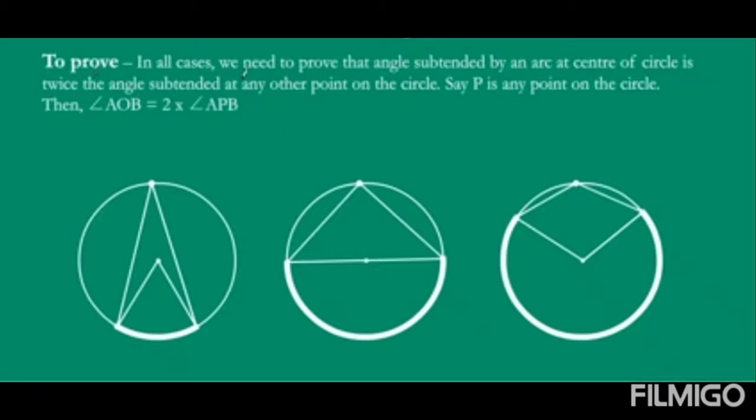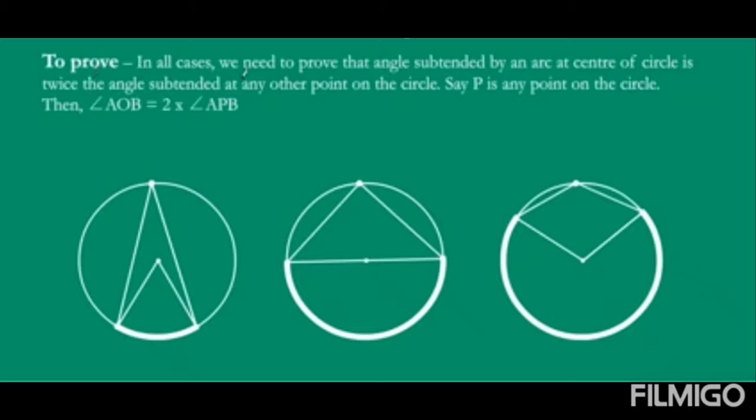Now to prove this theorem, let us suppose O is the center of the circle, and AB is any arc. So the angle at the center is AOB. And let us suppose any point on the remaining part of the circle is P. So the angle on the remaining part of the circle is APB. We have to prove here that angle AOB is double the angle APB.